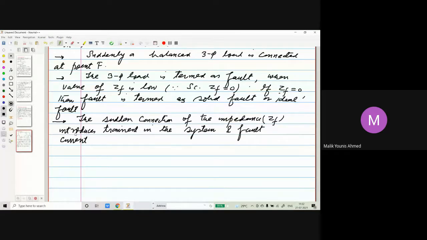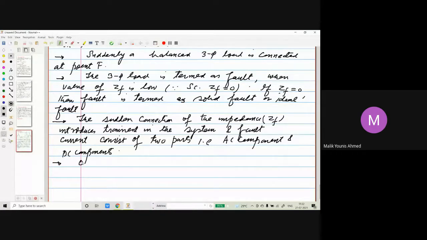Now when the transient is introduced, the fault current will have two components. What are those parts? The fault current will consist of two parts: an AC component and a DC component. Only the AC component will be considered, and the DC component is computed using an empirical formula. We don't consider the DC component; that will be computed using a particular formula.